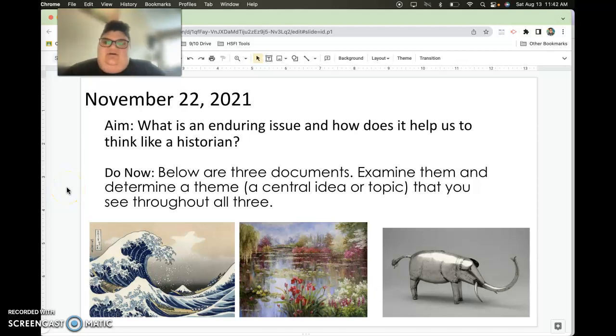Let's talk about enduring issues. So our aim for today is what is an enduring issue and how does it help us to think like a historian? So below are 3 documents. Examine them and determine a theme or a central idea or topic that you see throughout all 3.